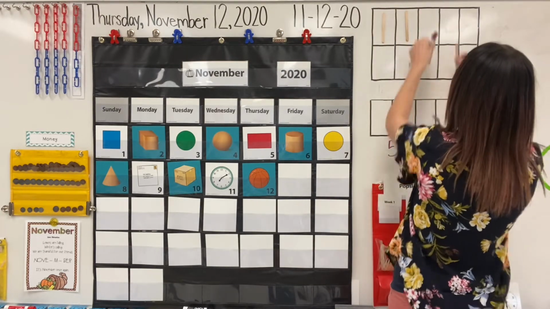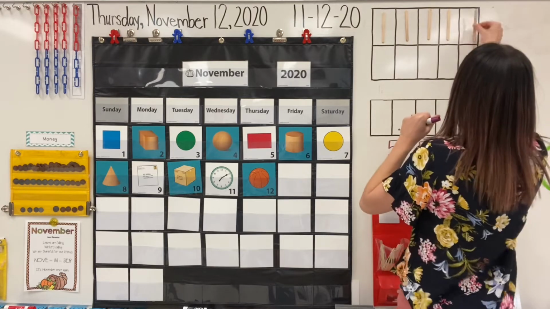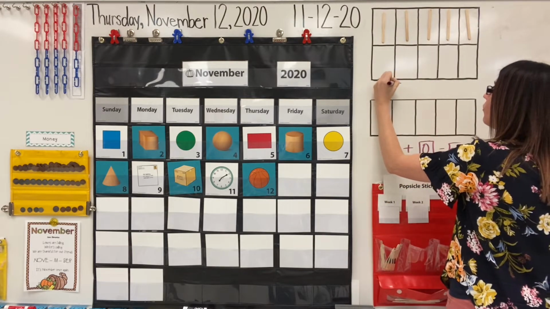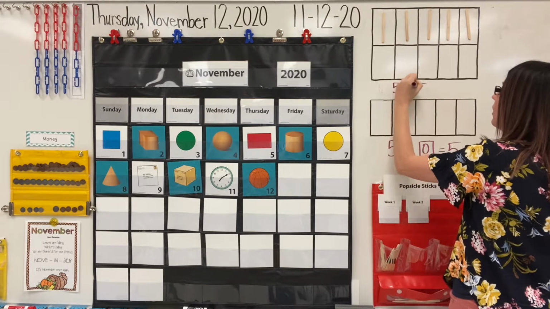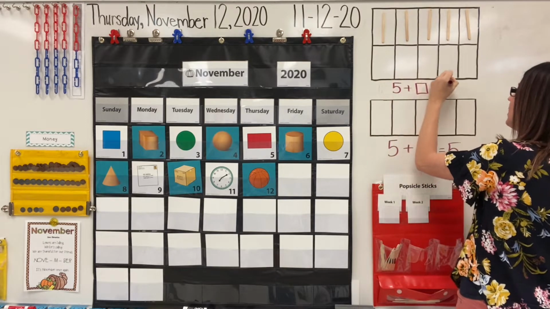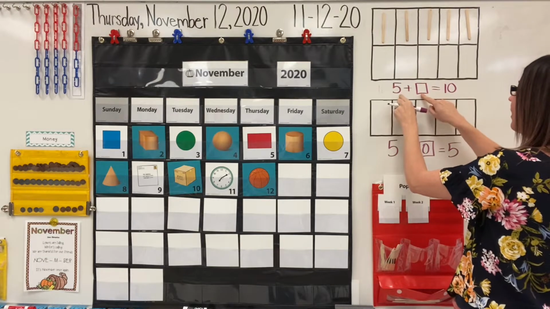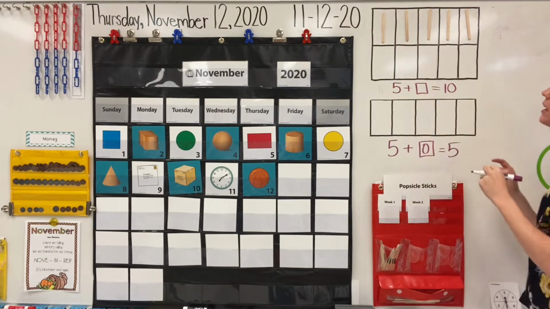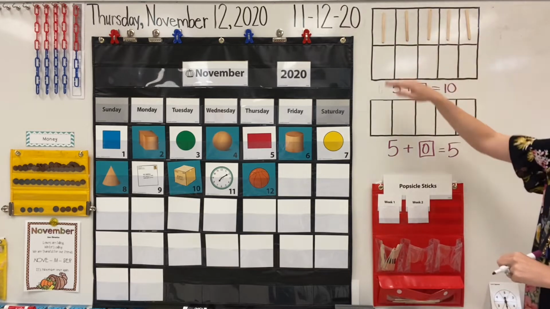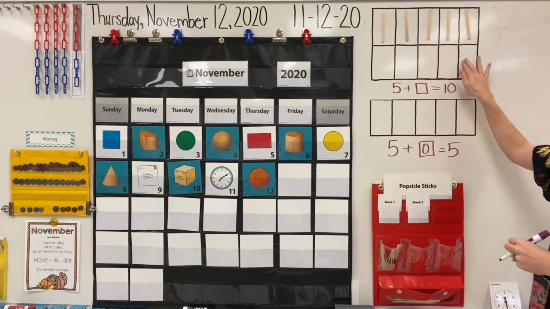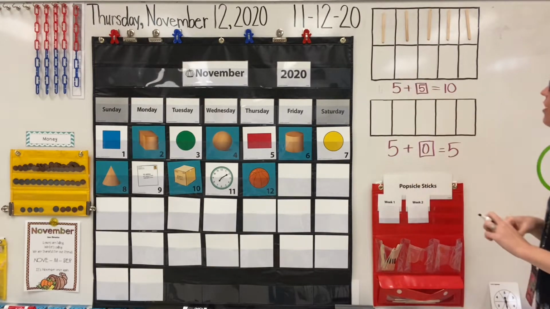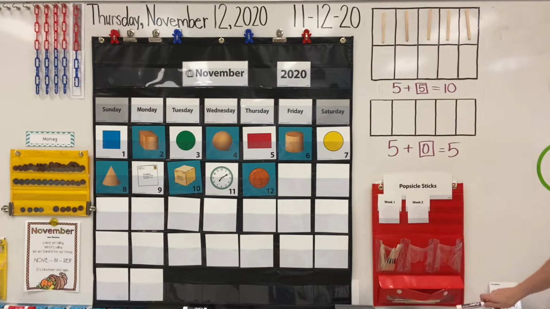Let's see who 5's 10 buddy is. So 5 and what would equal 10? What goes with 5 to make it 10? Because remember, we have to have the same over here that's on this side of the equal sign. So 5 and what would make 10? How many more do we need? We would need 5 more. 5 and 5 make 10. 5 and 5 are 10 buddies.